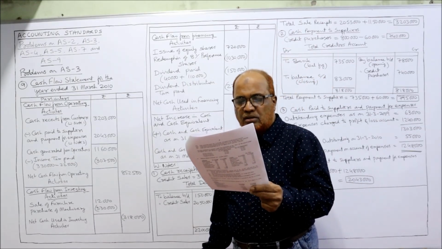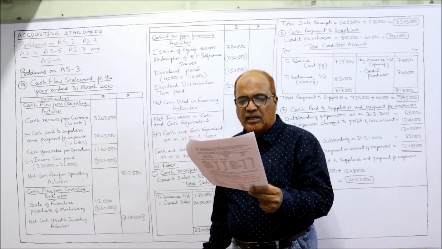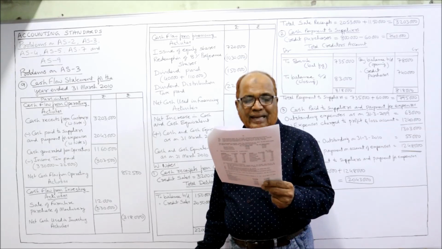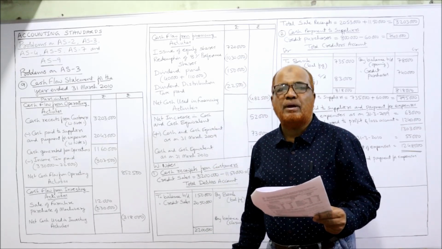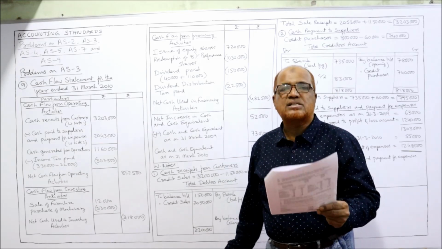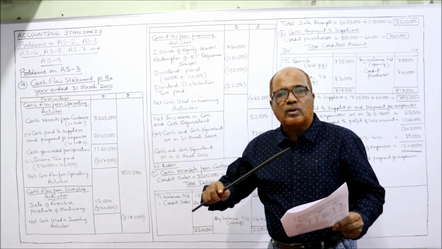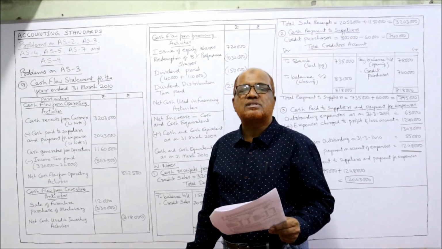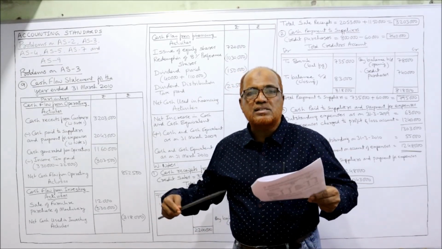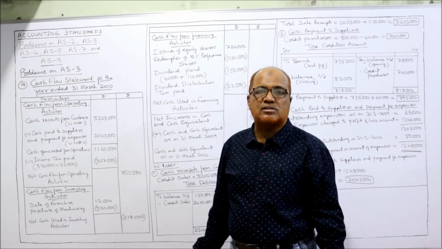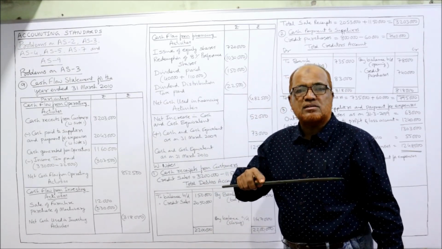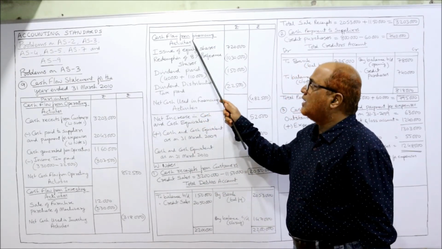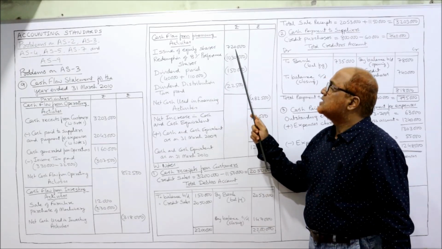Next, in this connection, 60,000 equity shares of 10 each were issued at a premium of 2 rupees. So 10 rupees is the face value, 2 rupees is the premium, 12 rupees per share. 60,000 equity shares are issued at rupees 12 each. So 60,000 into 12, 7,20,000 is the cash received on issue of equity shares. The redemption of preference shares and issue of equity shares both come under financing activity. So under financing activity, issue of equity shares 7,20,000.